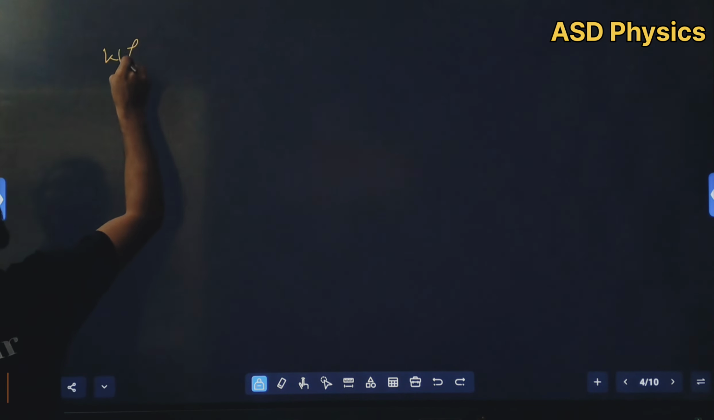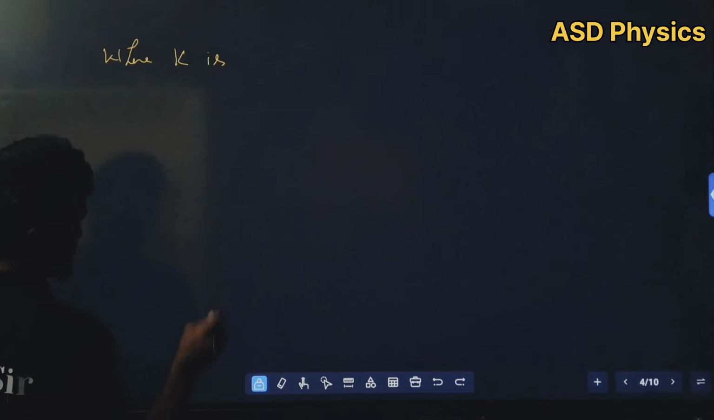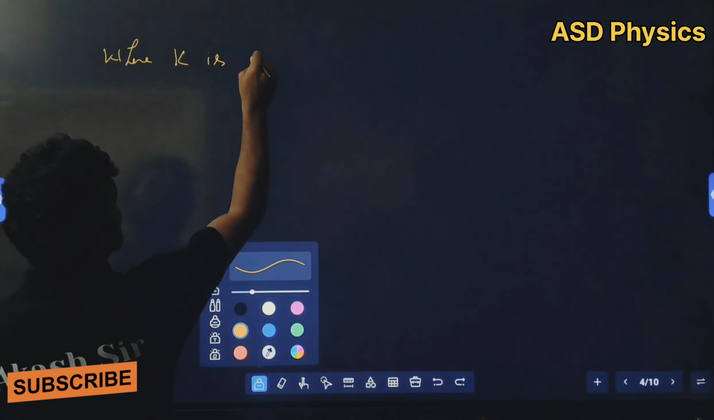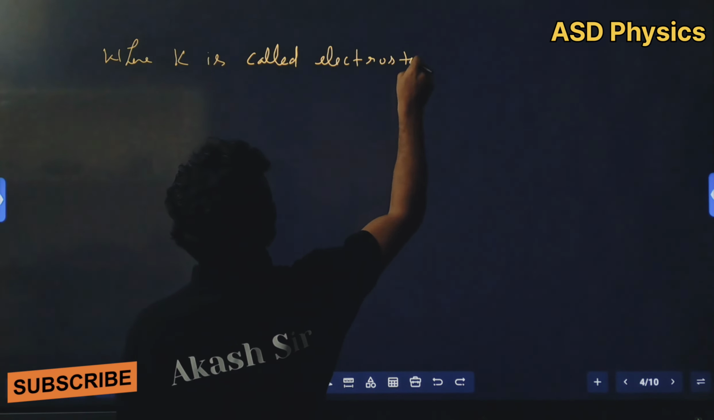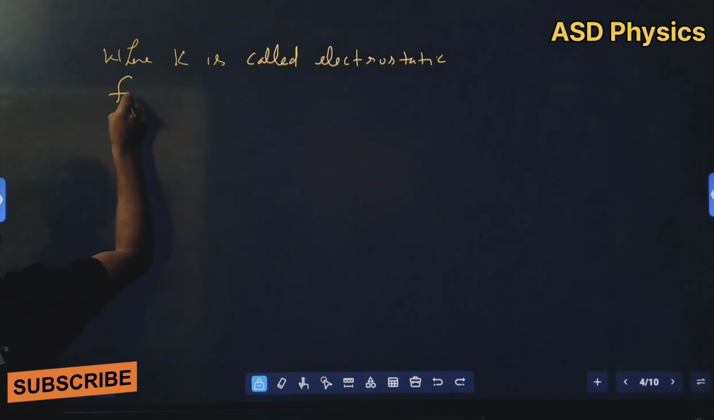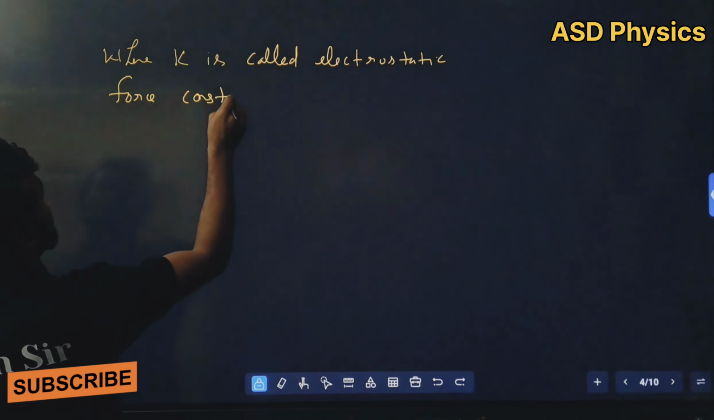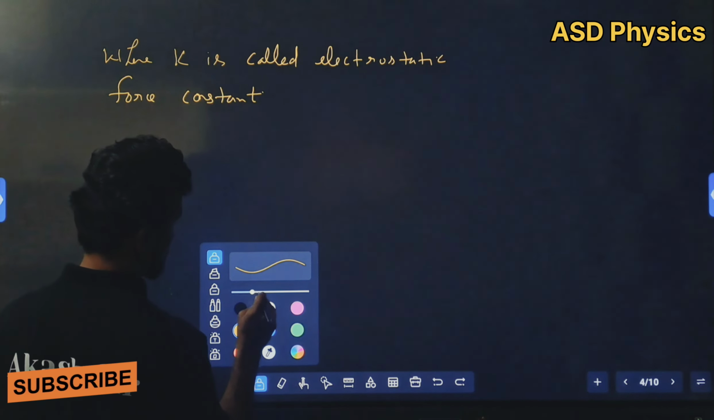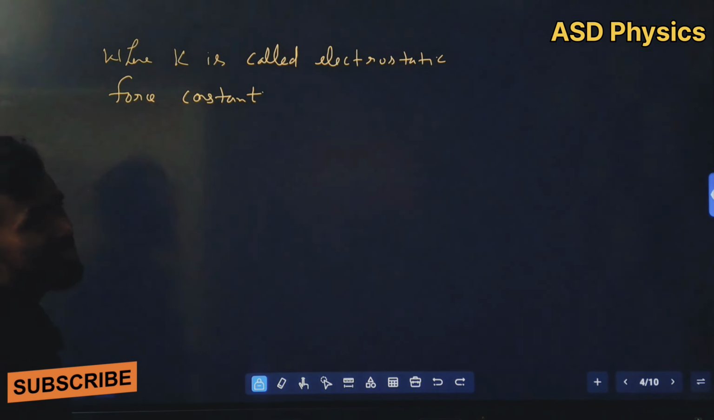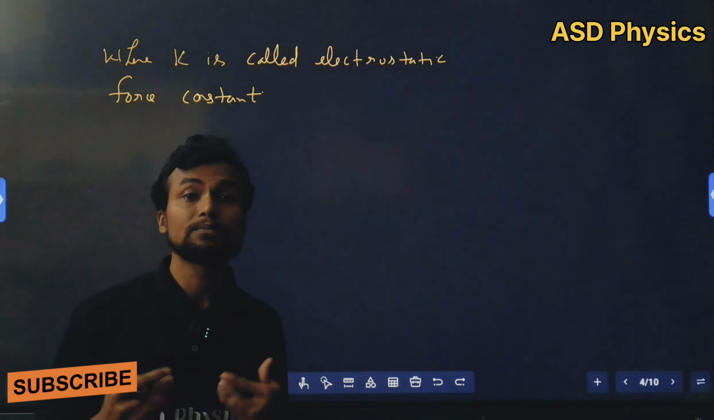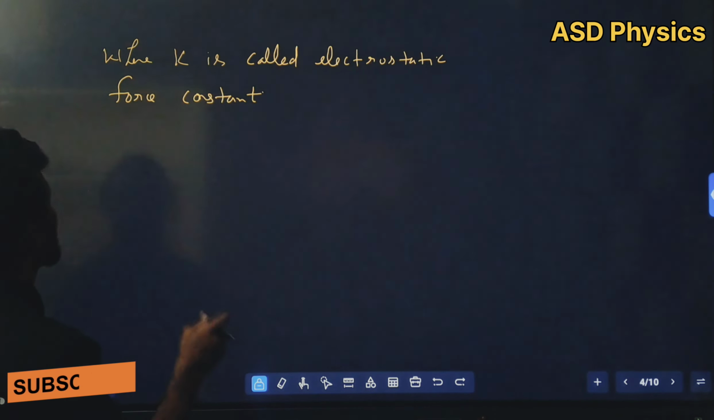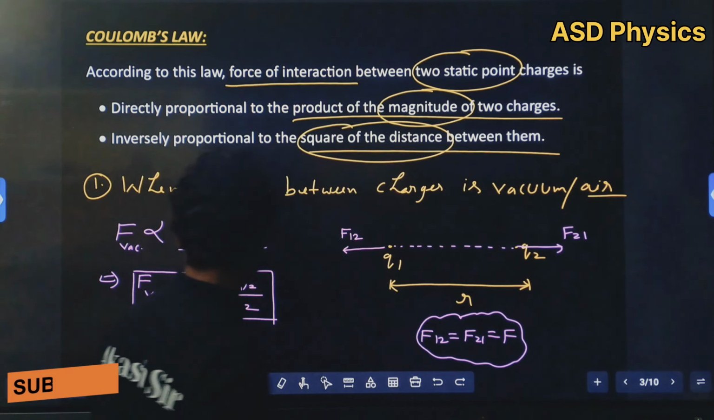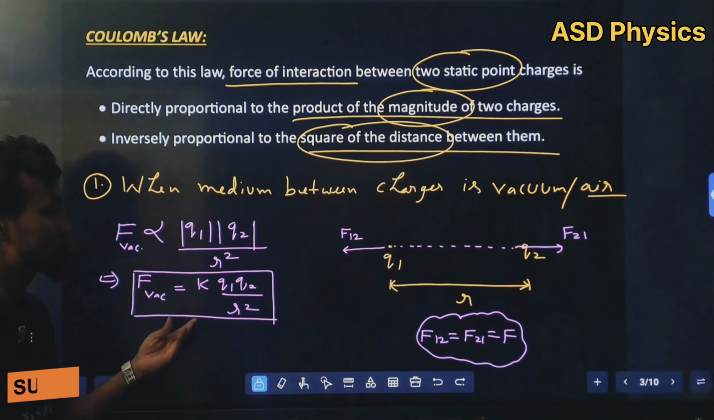Let's see here, I will write: where K is called the electrostatic force constant. This K value depends upon the medium in which the charges are placed, and it also depends upon which system of units we are using. From the formula, we can write the value of K as F r square by Q1 Q2.